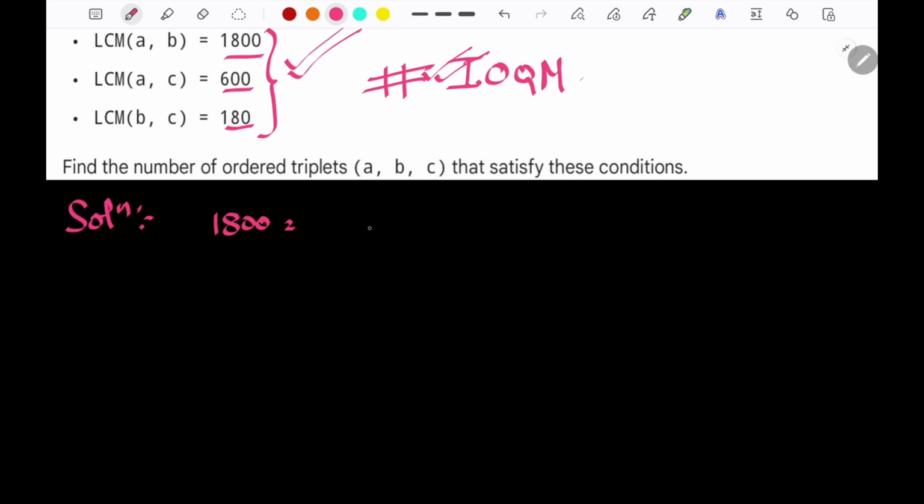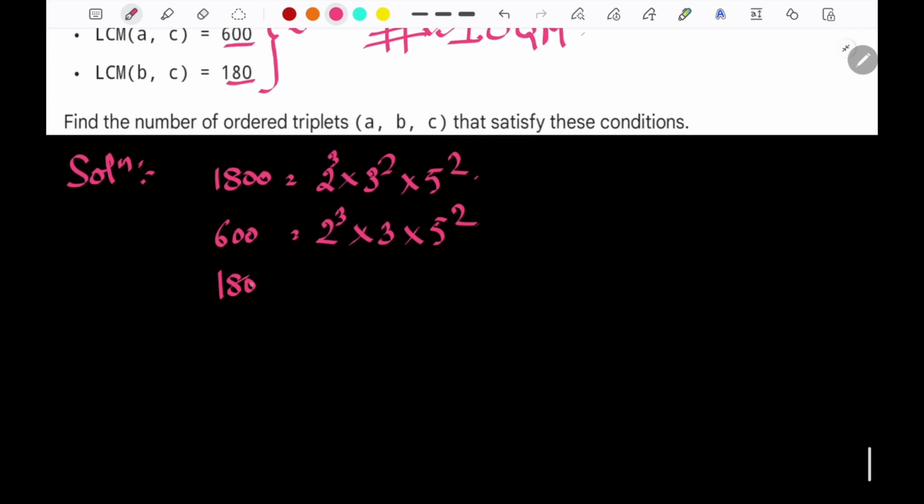So 1800 is written as 900 into 2, so 2 into again 2, 450, 2, 225. So 2 to the power 3, and 225 is 15 squared. So this will be 3 squared into 5 squared. Correct? So 2 cubed into 3 squared into 5 squared. 600 can be written as 2, 300, 2, 150, 2, 75. 2 cubed into 75, that is 25 into 3: 3 into 5 squared. Correct? Next 180, 36 into 5. So 2 squared, 3 squared into 5. Done.